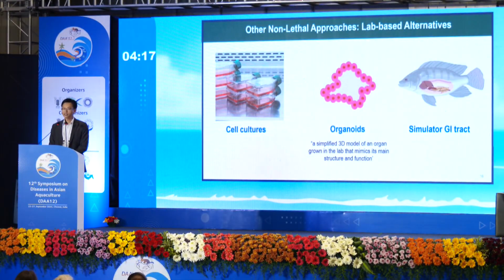There are also other non-lethal approaches. Many people are using cell lines here, and in other animals and humans, they have started to work with organoids. From the cell line, they can develop organs using scaffolds, and in the same chamber they can have different areas mimicking different tissues. It helps to understand pathogenesis in an in vitro system. A recent study also used a simulated GI tract. You don't need to use animals, and for any kind of animal feed, you will be able to understand it in this system.